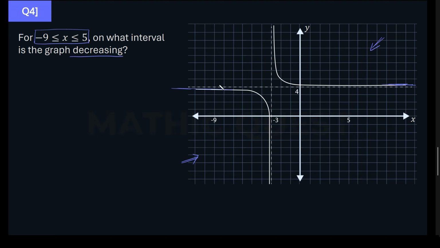So as we start moving forward from negative 9, even though it looks like a straight line, the y values are decreasing, but very slowly. And as we approach negative 3, it decreases quickly. The same thing happens on the right. It starts by dropping quickly away from the asymptote at x equals negative 3, and as it reaches x equals 5, it starts to look flat again. But just like before, as long as it is heading towards the horizontal asymptote, it is still decreasing. So the answer is from negative 9 to negative 3, union negative 3 to 5.